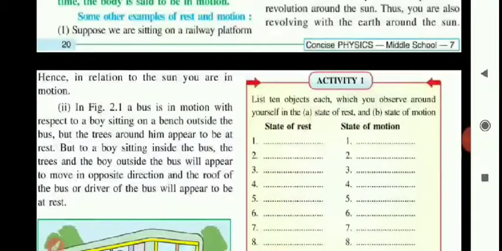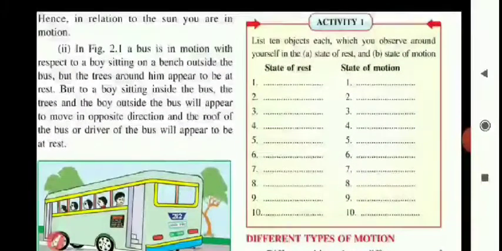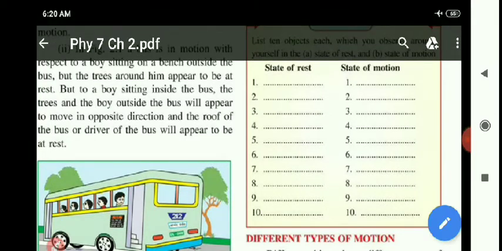Now, activity 1 is there. This is your homework. Activity 1: list 10 objects each which you observe around yourself in the state of rest and in the state of motion. The things which are at rest, you have to write down the name, and the things which are in motion, you have to write down the name here.